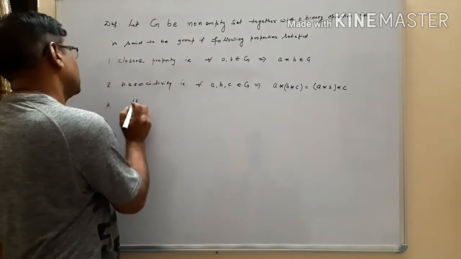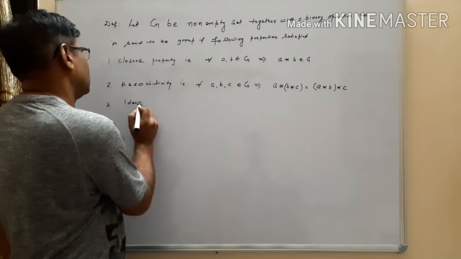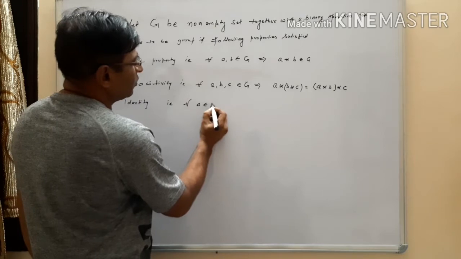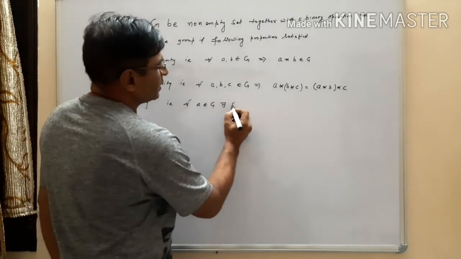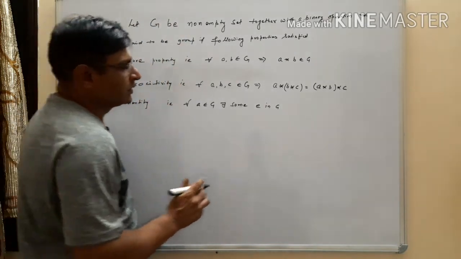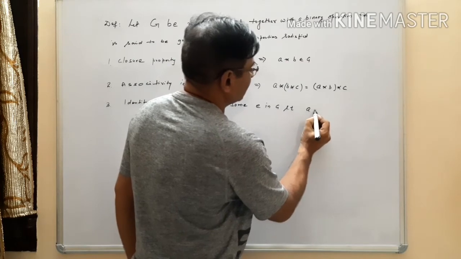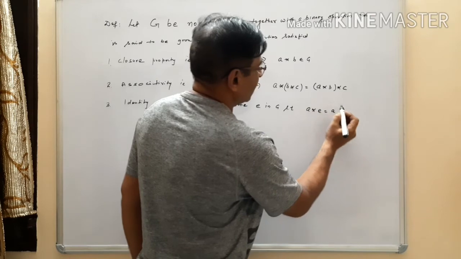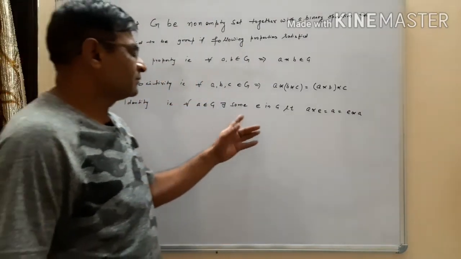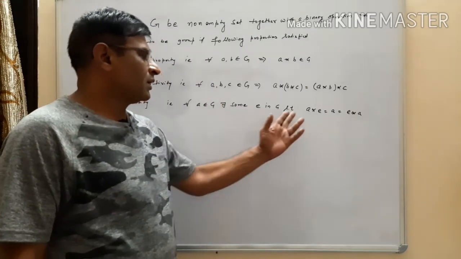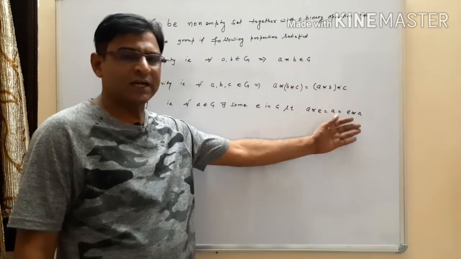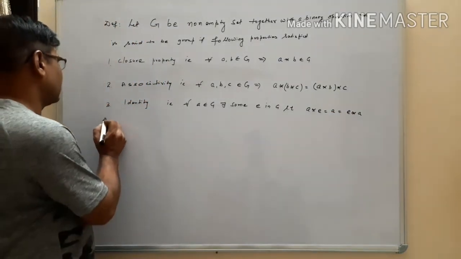Number 3, identity. That is, for all A belong to G, there exists some E in G, identity denoted by E, such that A star E equals A, or E star A equals A. That means one element will exist which we denote by E, we call it the identity, and if it is operated with any element of G, we get the same result from either the left side or the right side. It will not change.